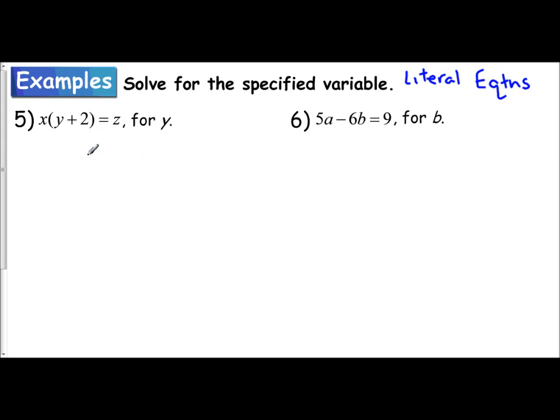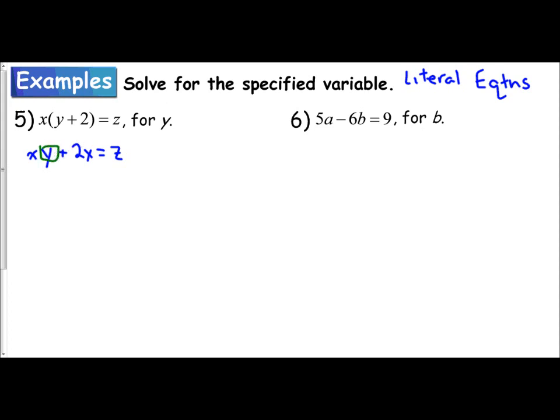We're going to do the most common way by students first, which is whenever you see a number or term outside parentheses, usually bring it in by distributing. So let's try that route first. We have x times y plus 2x equals z. Now the whole goal is to solve for y, to get this variable all by itself.